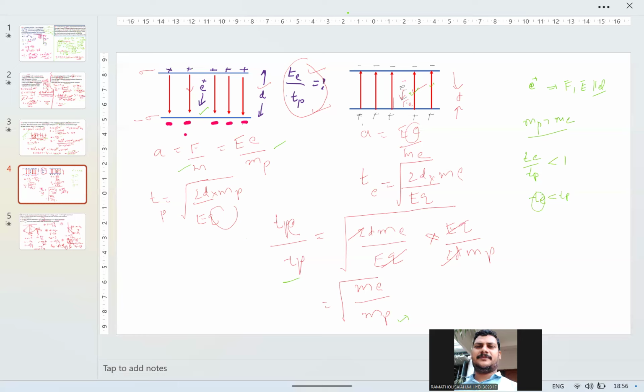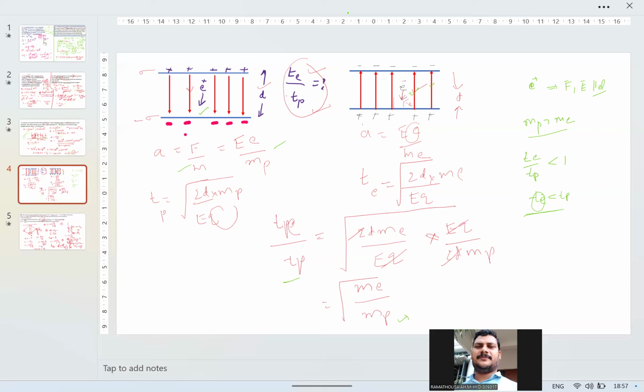See, in a gravitational field, the time is independent of mass, right? Whatever the object, big or small, if you leave it from a certain height, both will reach at the same time. But here, in the electric field, the time taken depends on mass. That is the conclusion we have to draw here. The time taken by the proton and the electron in the same electric field varies, and they depend on mass. So this is one point of conclusion.